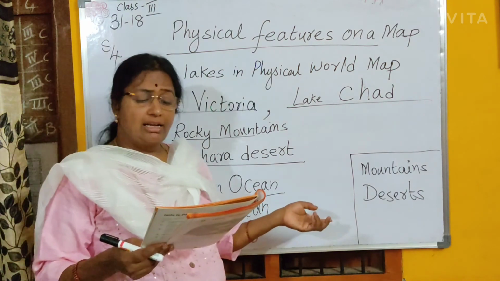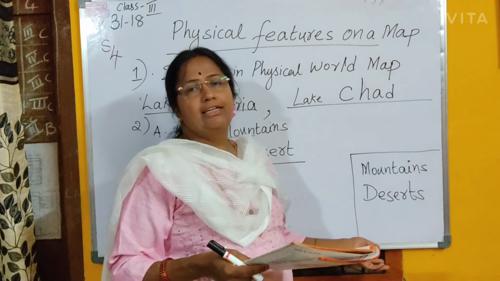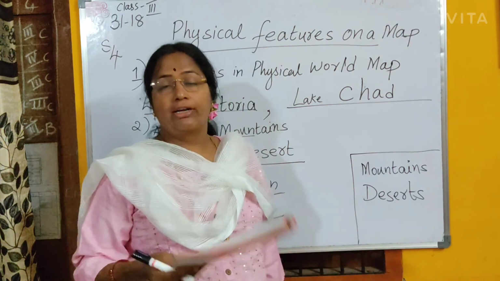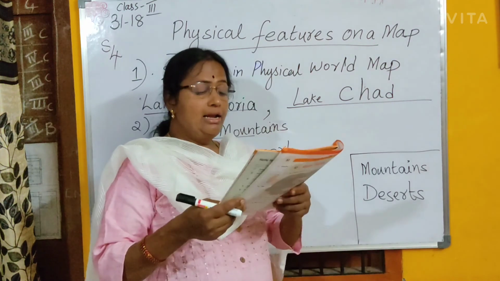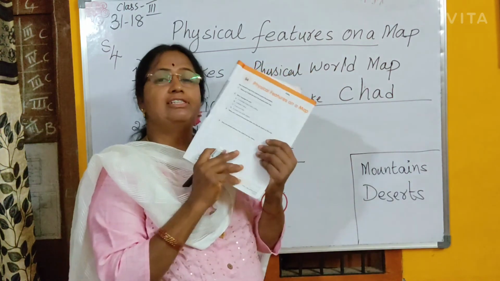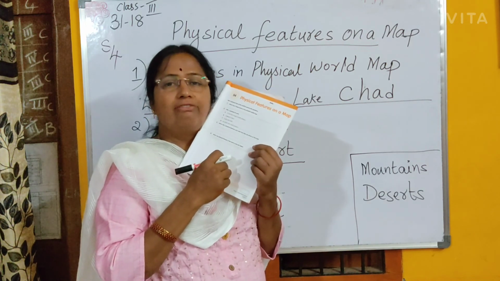Name any 2 physical features and write how they are shown on the map. For mountains and deserts, check what color they have used and how they are shown on the map, and write it. Then draw any one physical feature in this box, color it, name it, say what kind of physical feature it is, and write 2 sentences.